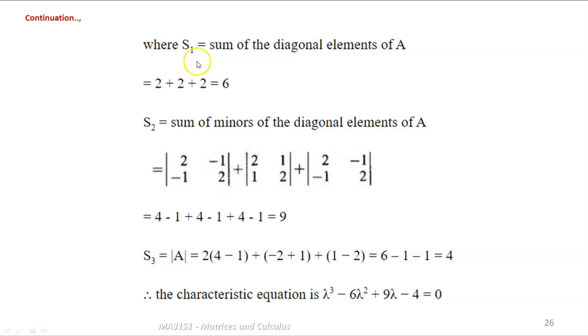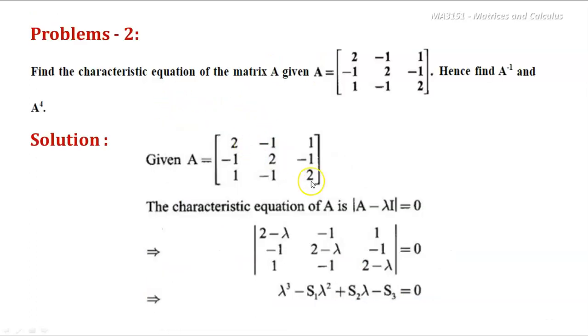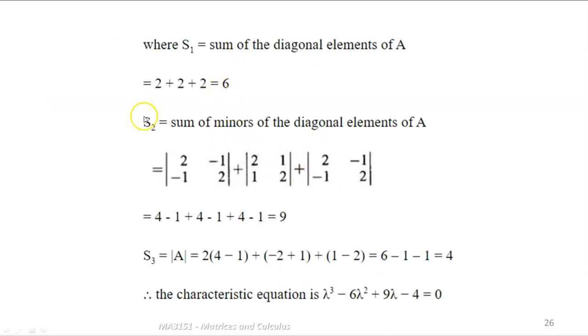Since S1 is the sum of the diagonal elements of A, and the diagonal elements are 2, 2, 2, the addition of these three 2's gives 6. S2 is the sum of the minors of the diagonal elements of A. Since the diagonals are 2, 2, 2, in the matrix we find the minor of each diagonal element. Then we get the addition as 9.